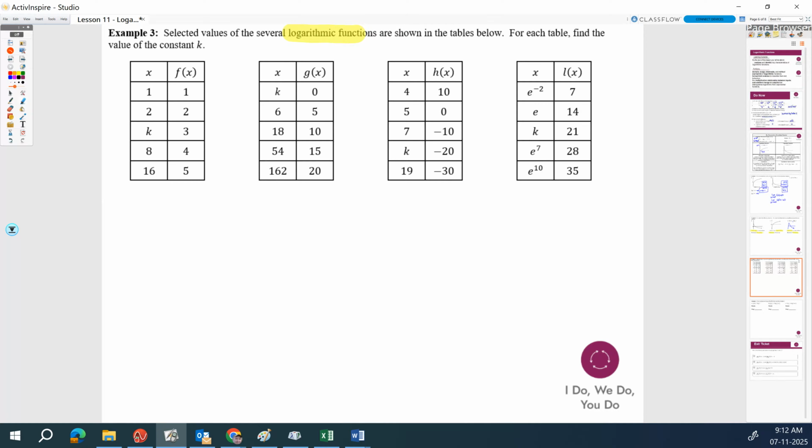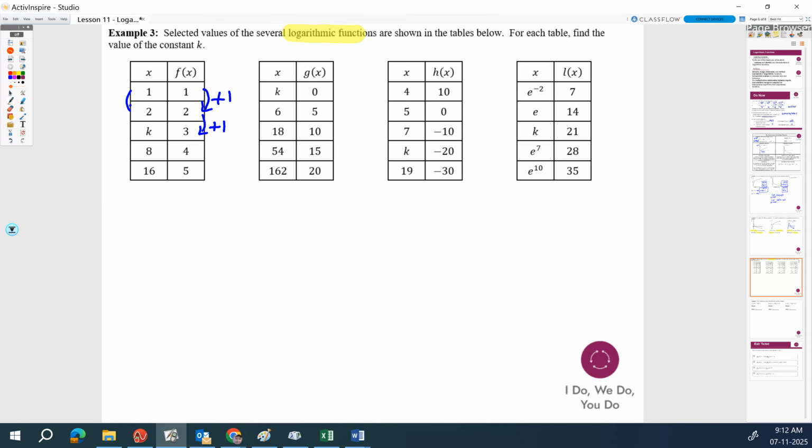It says here, logarithmic functions. What do we know about the input values? This is the key piece of information. It's multiplicative increases. So the input values are going to be increasing multiplicatively, while the output values increase additively over equal length. So we can see here the output is going up by +1 all the way through.